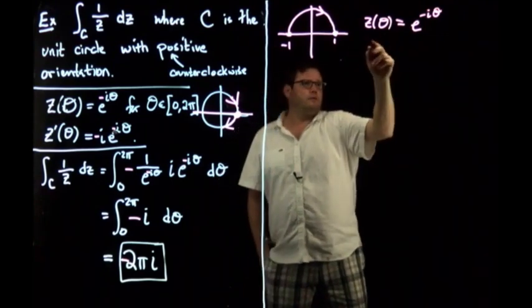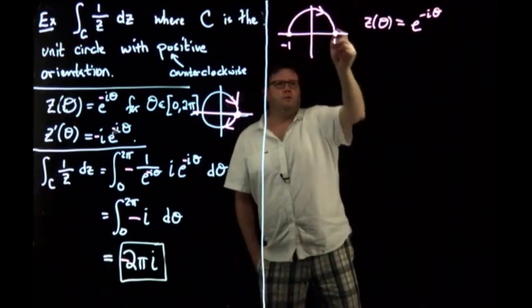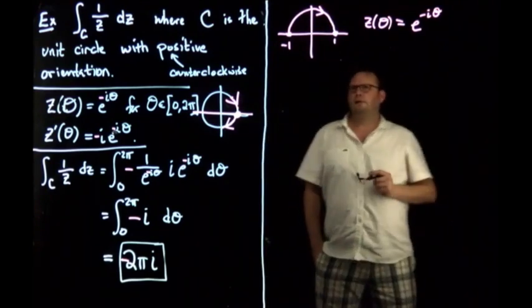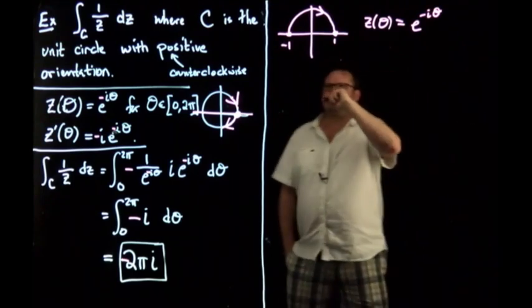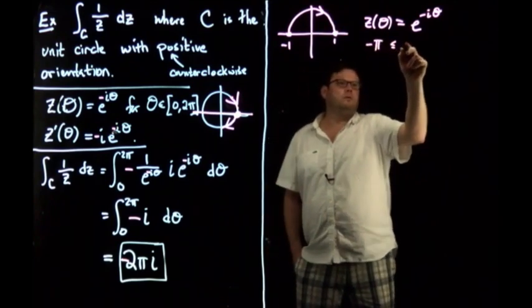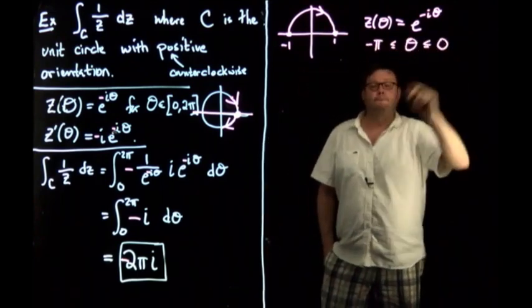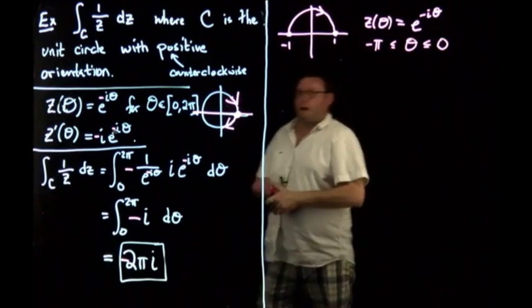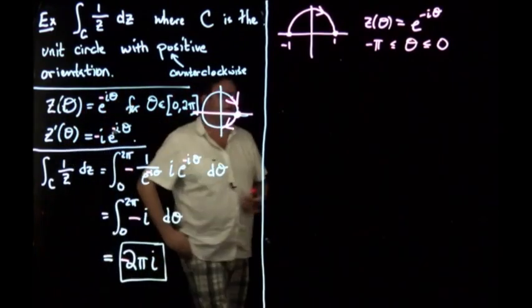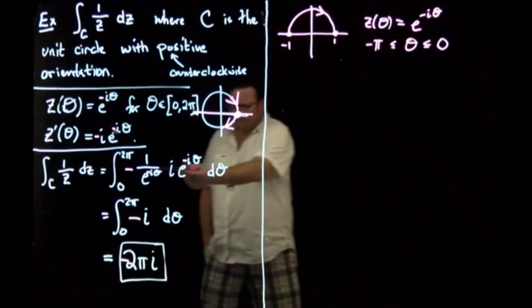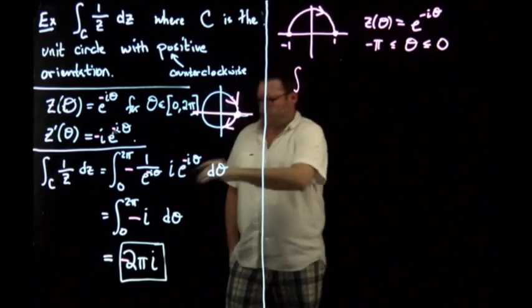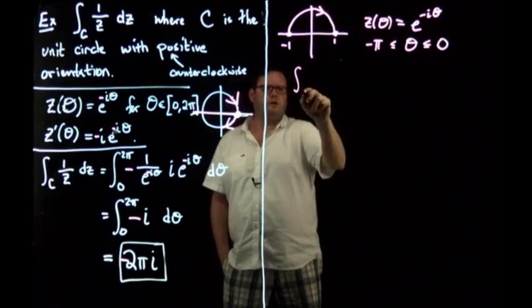And what do we want theta to do? We could start it at minus pi and go to 0. Now, our derivative is going to be as it was over here, minus i e to the minus i theta. And so we're going to plug in, and we can just jump to this. So here is our new curve.